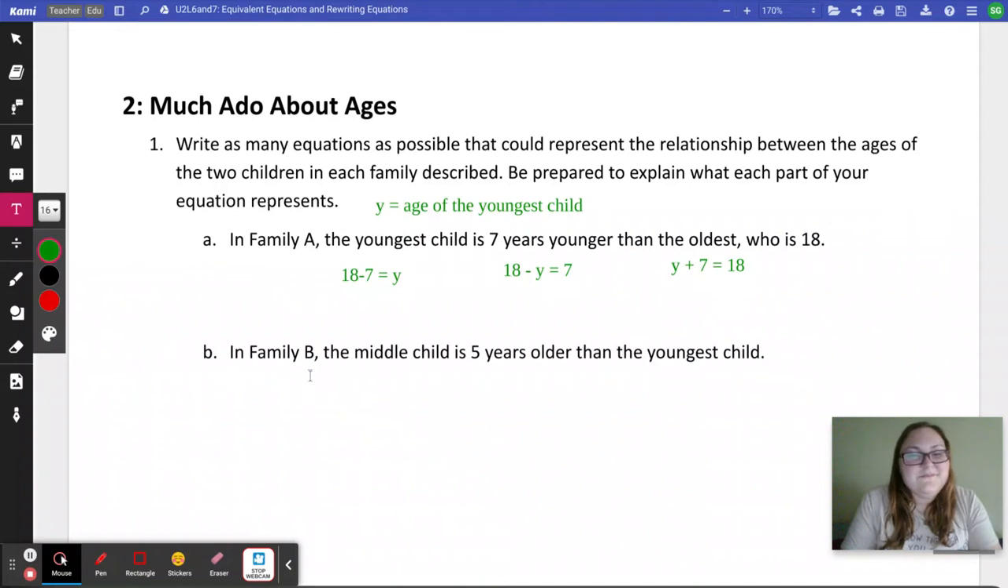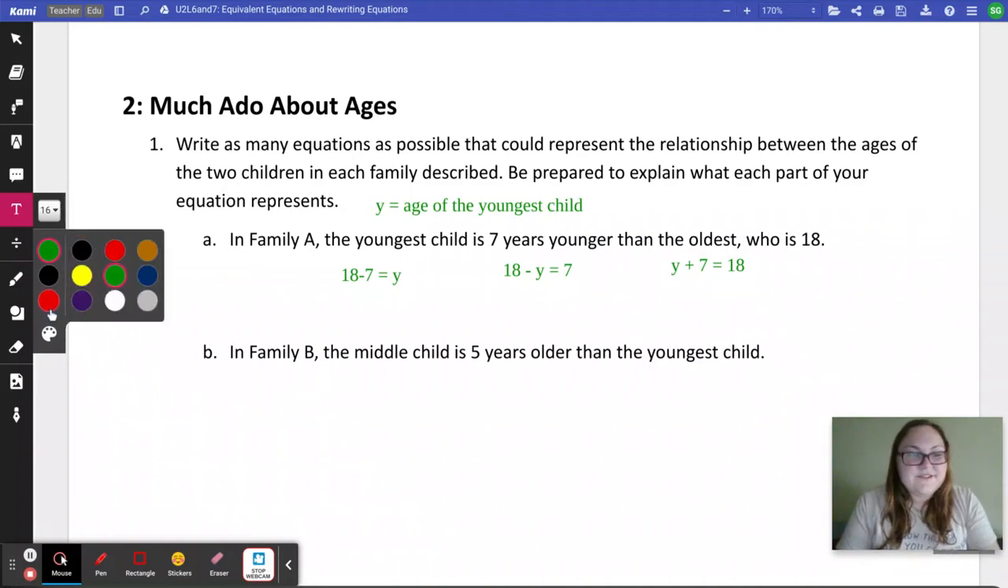Now we've got one more family here. We've got in family B, the middle child is 5 years older than the youngest child. Again, pause that video and see if you can come up with at least one equation. If you want to challenge yourself, try to come up with a couple more and then come back to the video and check to see how you did. And go.